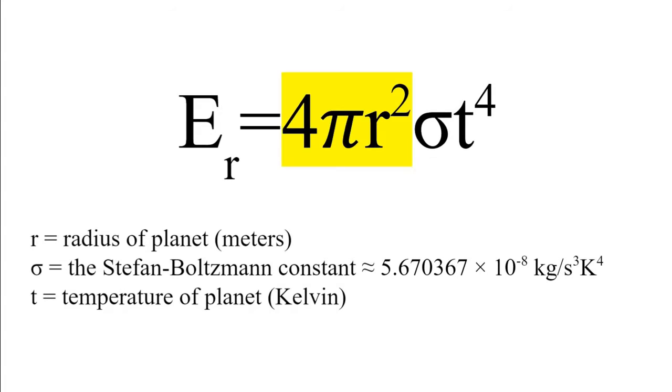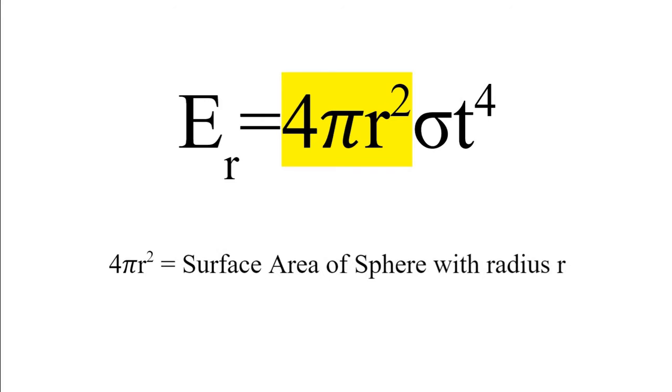It's interesting to note that this highlighted portion of the equation is the equation for the surface area of a sphere. Because planets radiate energy through their surface, it would make sense for the energy radiated to be directly proportional to the surface area of the planet. In addition, the Stefan-Boltzmann equation states that the heat power emitted from a surface is equal to the fourth power of its temperature, which is why the temperature is to the fourth power in the equation.